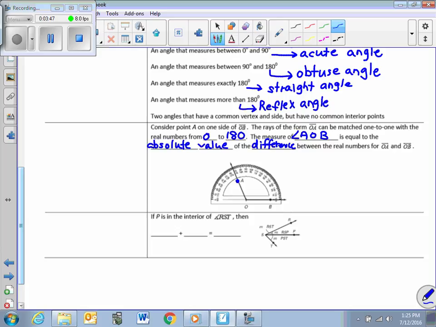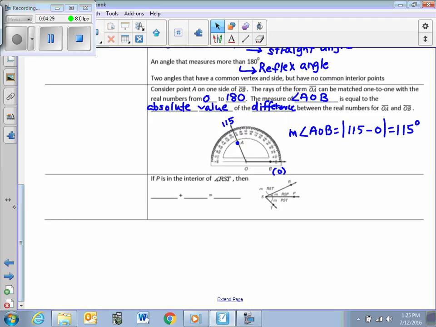So for instance, I can see that B is at 0. I'm just making this up here, and to try to give you an example, this is very hard to see. 90, what does it go up by, tens or fives? I can't even tell. Let's say this is 115, about 115 here. So I know that the measure of angle AOB is the absolute value of 115 minus 0, which is 115 degrees. All right, so there's just a little example for you. If P is in the interior of angle RST, here's angle RST.